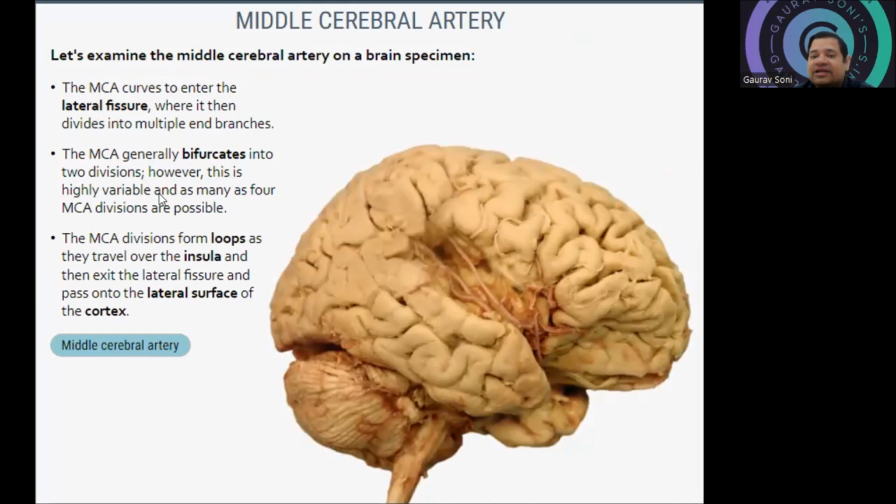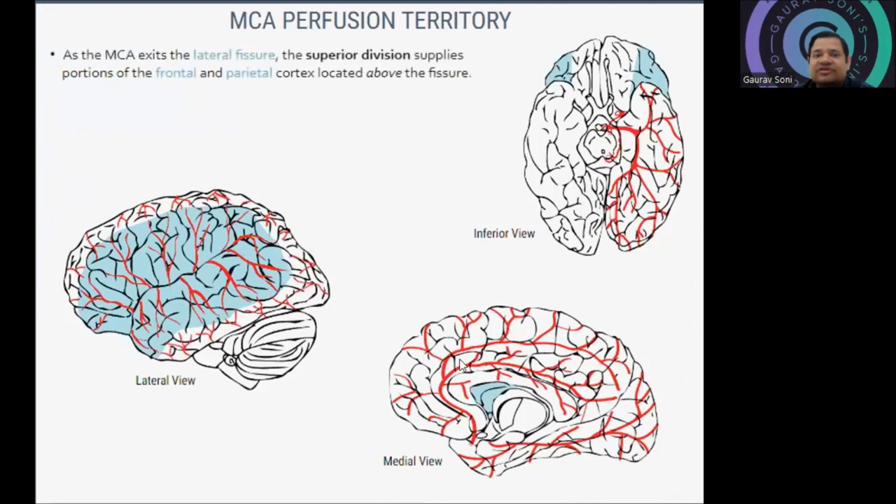However, they are highly variable and maybe four also can be found. The MCA division forms the loops as they travel over the insula and then exit the lateral fissure and pass onto the lateral surface of the cortex. So you can understand this will be mostly towards the lateral surface of the brain. So this is how the area of the middle cerebral artery will be there. We'll talk in detail about territories.